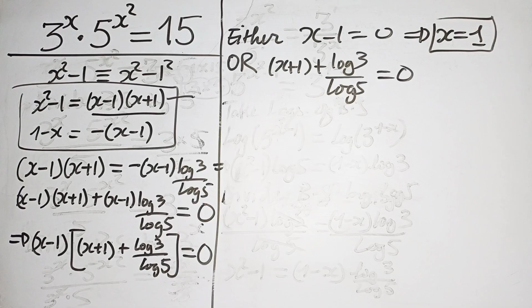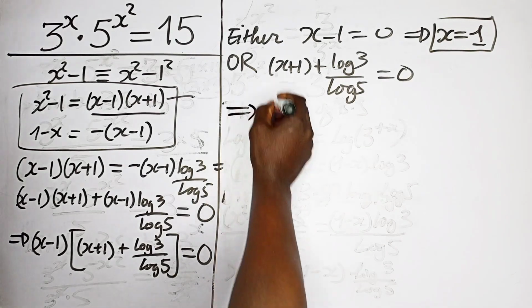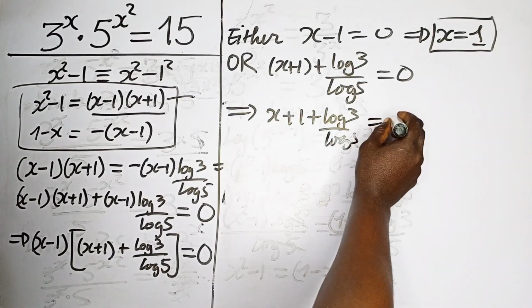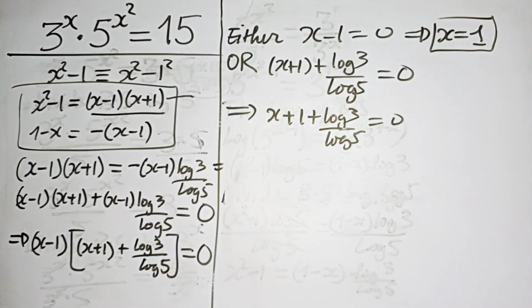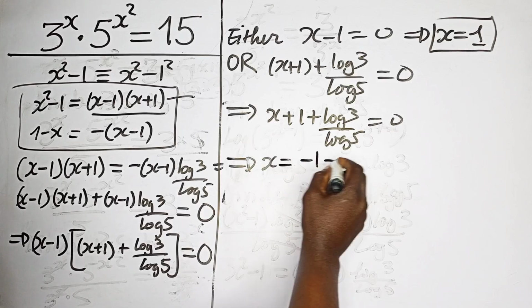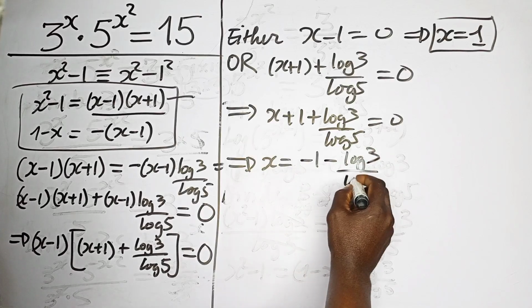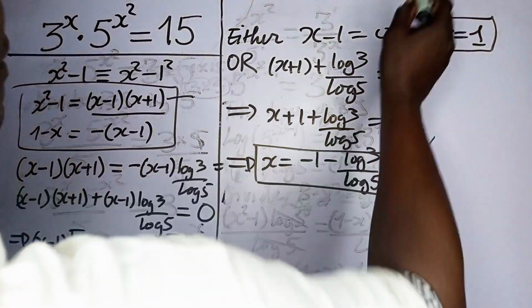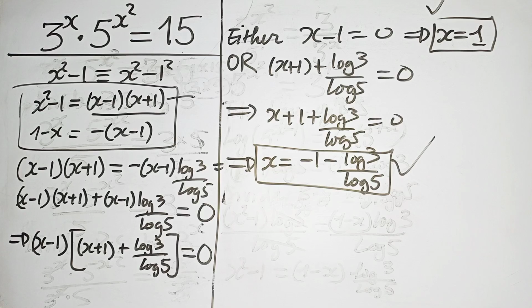Now, this simply means x plus 1 plus log 3 all over log 5 is 0. We'll carry everything from the left hand side to the right hand side. We'll obtain the value of x as negative 1 minus log 3 all over log 5. This gives us our second value for x. So we've gotten two solutions. They are all real numbers. Remember, we're asked to solve in the set of real numbers. x equals 1 and x equals negative 1 minus log 3 all over log 5.